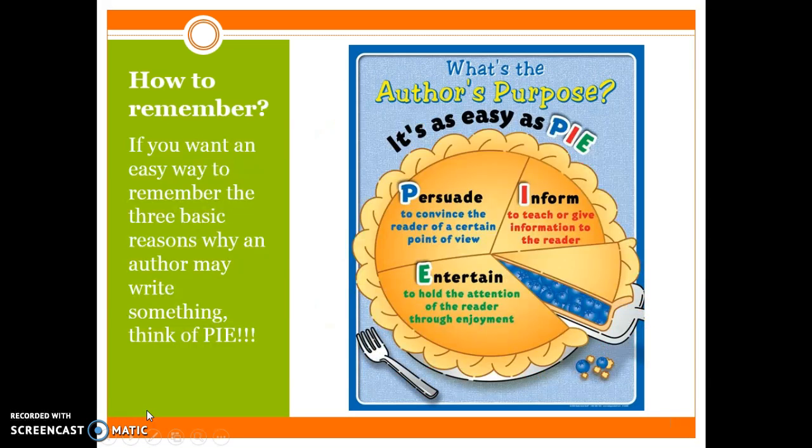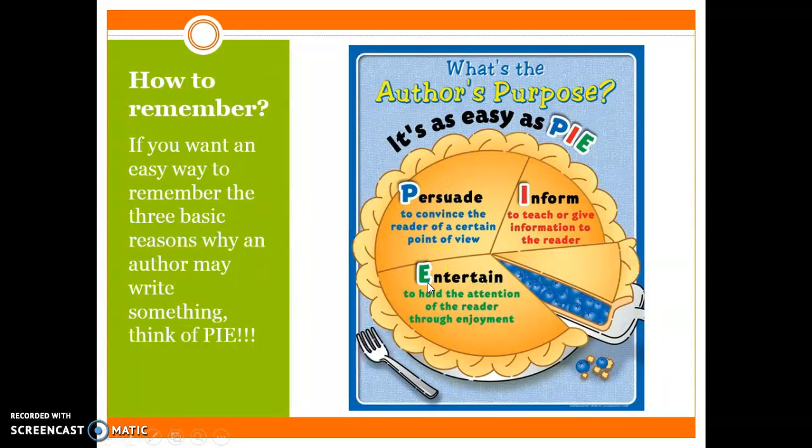So that's author's purpose in a nutshell, and if you want a little bit of an easy mnemonic to remember author's purpose, you can use the acronym PIE. It's as easy as pie, and you have PIE: persuade, inform, or entertain.